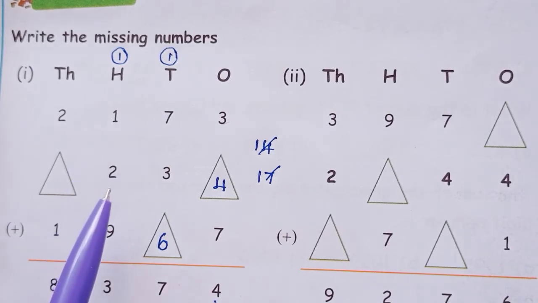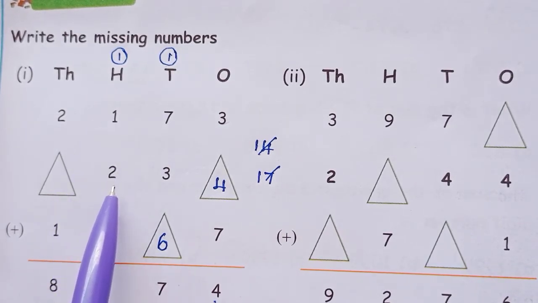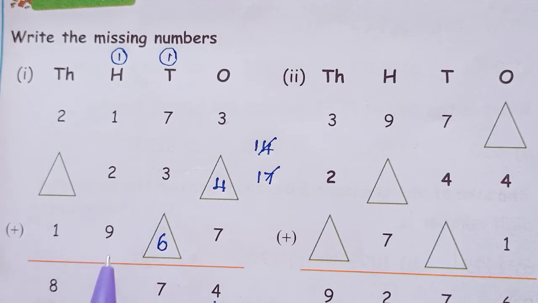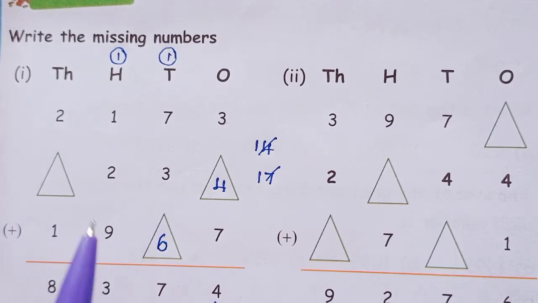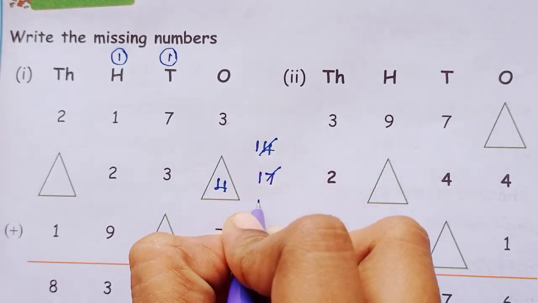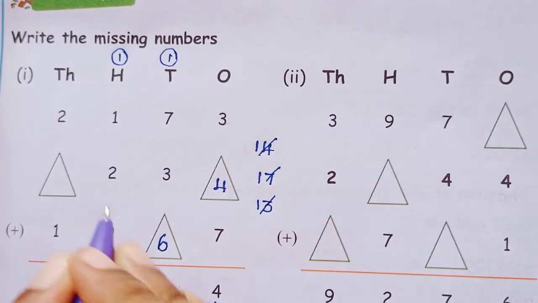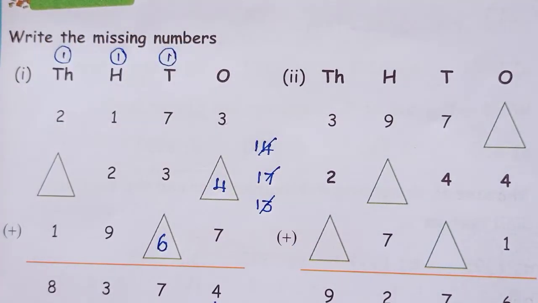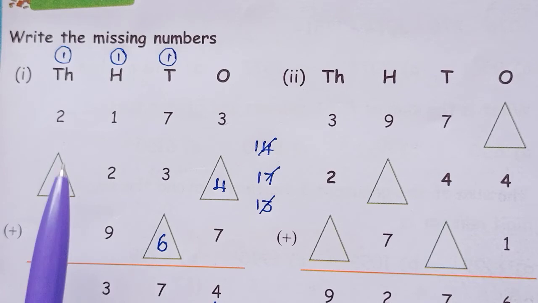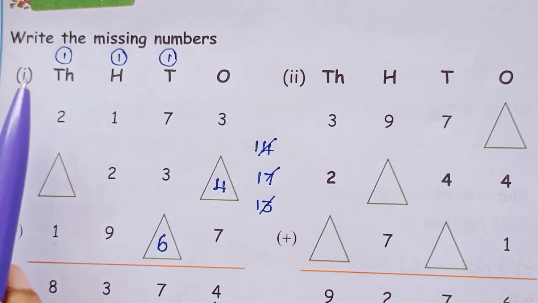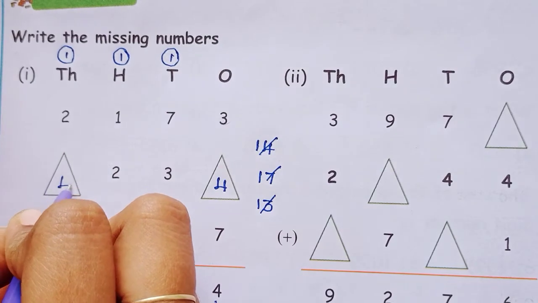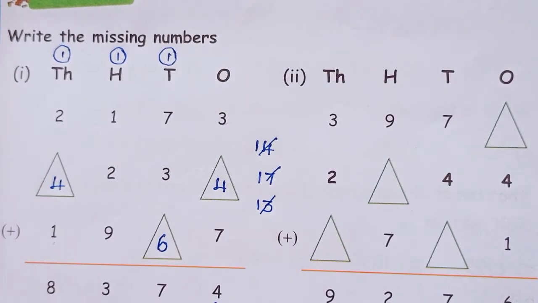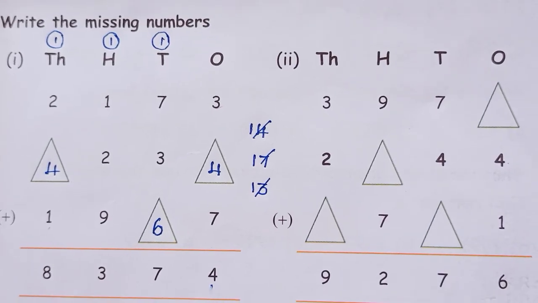Shall we add this one? 1 plus 2, 3. 3 plus 9, 12. 12 plus 1, 13. Cut 3 right here, and the remaining 1 you carry over to here. 2 plus 1, 3. 3 plus 1, 4. 4 plus 4, 8. Do you understand? Then see the second sum: 4 plus 1, 5.